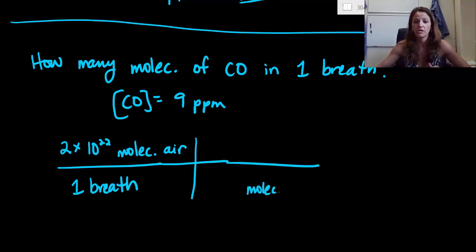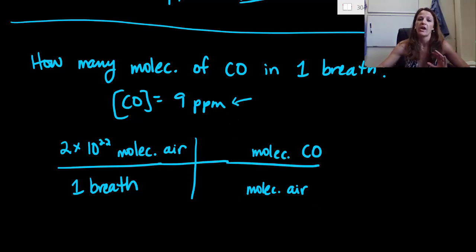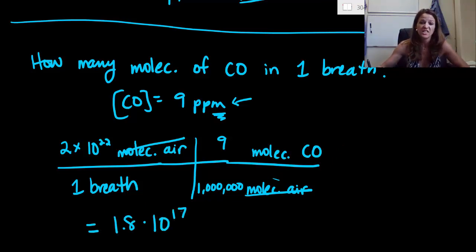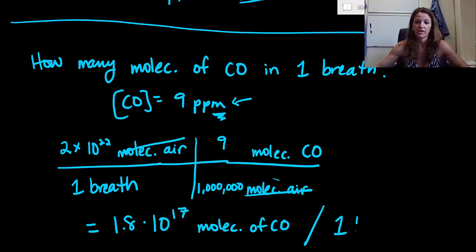So I'm going to put molecules of air on the bottom, and we're going to put molecules of carbon monoxide on the top. Now we have been given our conversion right here. For every 9 molecules of carbon monoxide, we have 1,000,000 molecules of air. So 1,000,000 goes down here, and 9 goes on the top. Molecules of air cancels out because we have one on the top and one on the bottom. Then we type it into our calculator, and if we do this properly, we should get the right answer, which is 1.8 times 10 to the 17th molecules of carbon monoxide per every 1 breath of air.